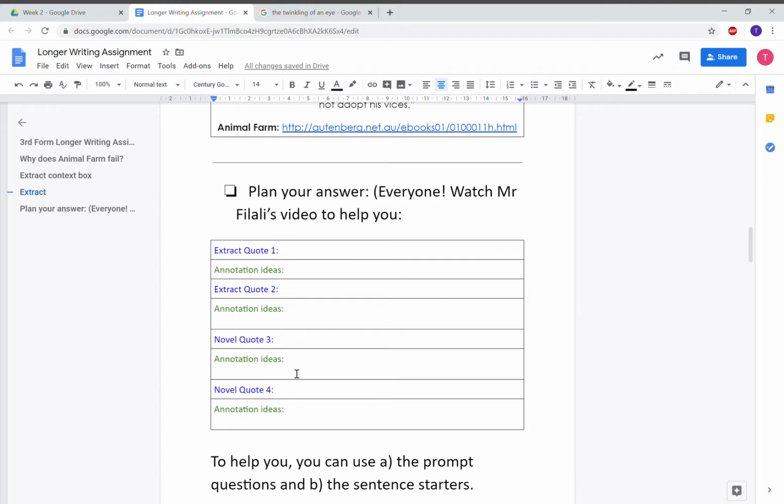Now, some of you are going to want to challenge yourselves. That would mean using more than 4 quotations, okay? I would say that 4 quotations would be an absolute minimum, and many of you, I think, would probably like to challenge yourselves to use more than 4 quotations, okay? You certainly aren't limited to 4. 4 is a minimum. You can choose to use as many as you like, okay?